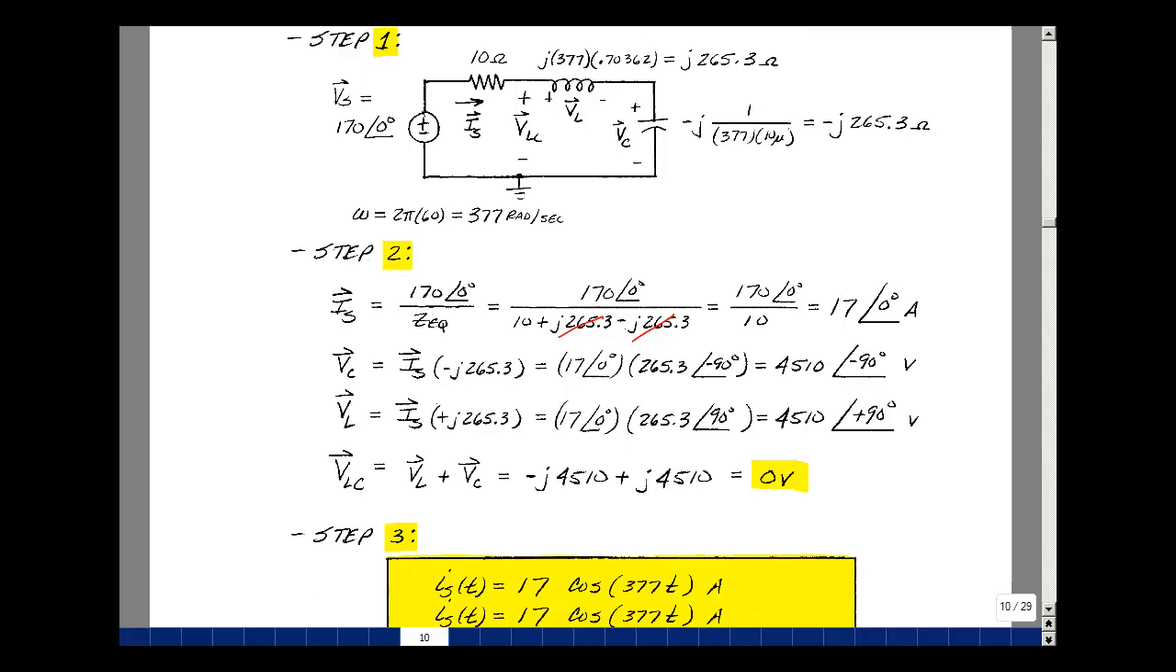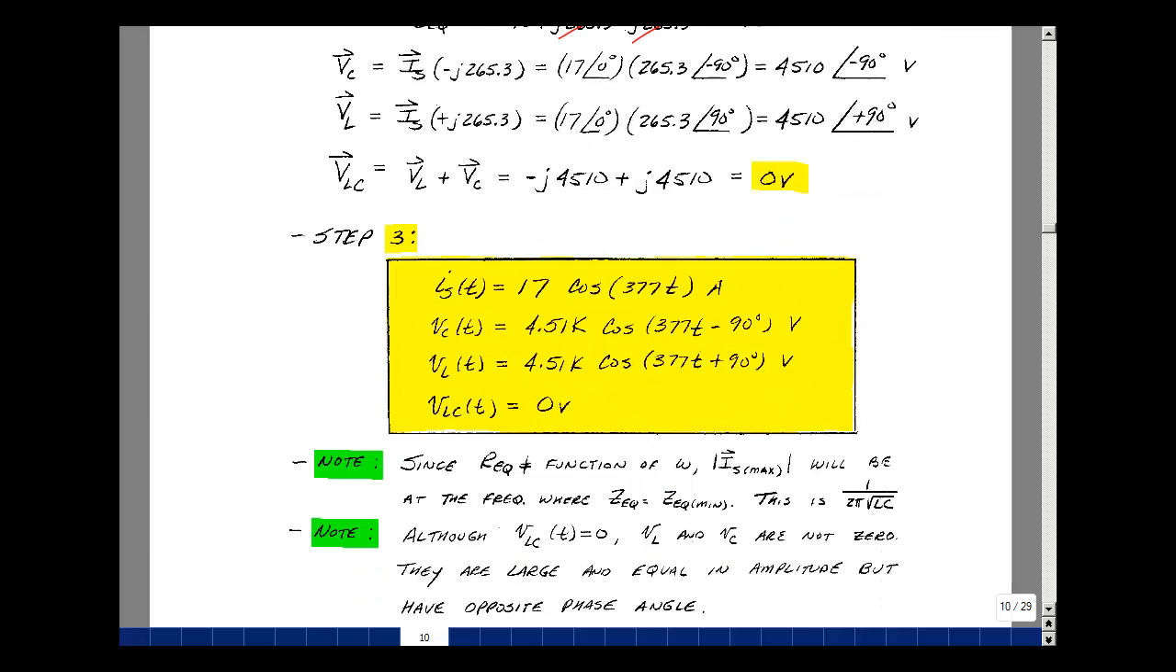Now let's do step 3. Now let's put this back in the time domain. 17 at angle 0, so 17 times the cosine of omega t. Just putting that between the magnitude and the angle. Units would be amps. Our capacitor voltage, though, is 4.51 K, engineering notation. Put the cosine of omega t between the magnitude and the angle. And again, that would be in units of volts. The voltage across the inductance would be the same value, but the angle is plus 90. And the voltage across this series combination is 0.